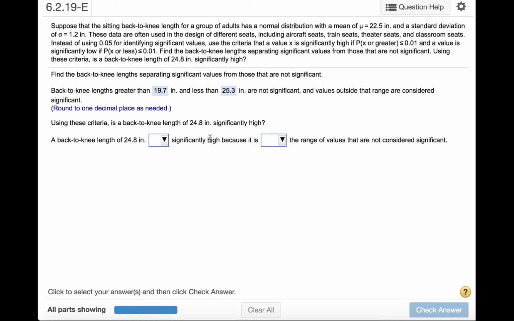We should note that this value, 24.8, is in between our extreme values, 19.7 and 25.3. So a back-to-knee length of 24.8 inches is not significantly high because it is inside the range of values that are not considered significant.